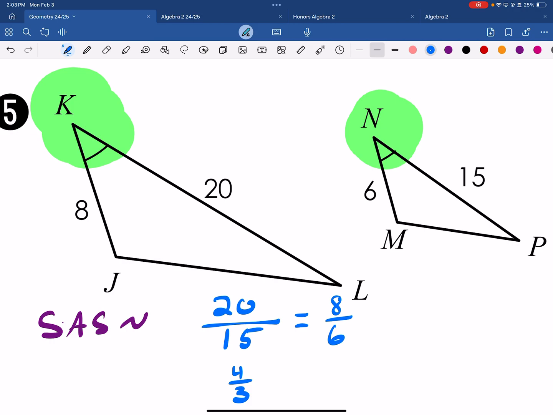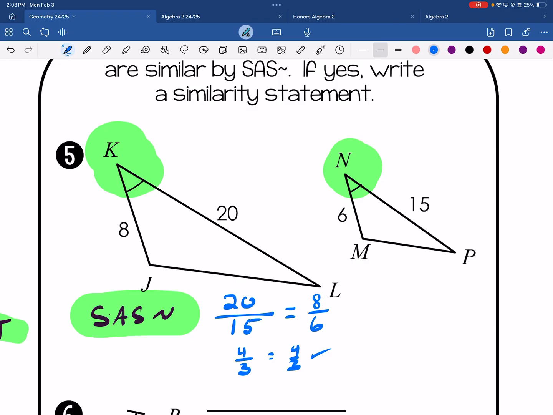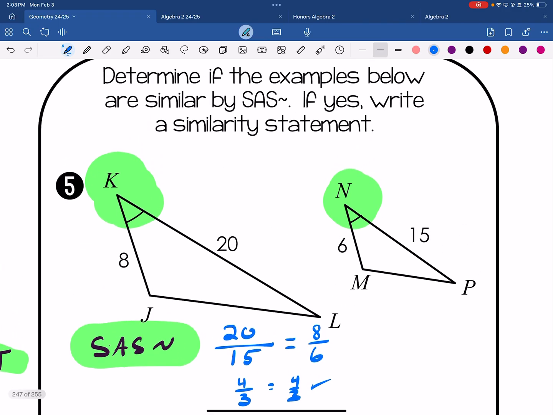The numerators have to come from one. The denominators have to come from the other. I think this is 4/3 as well, right? So that works. So they are similar by side angle side. Now we have to write the similarity statement.